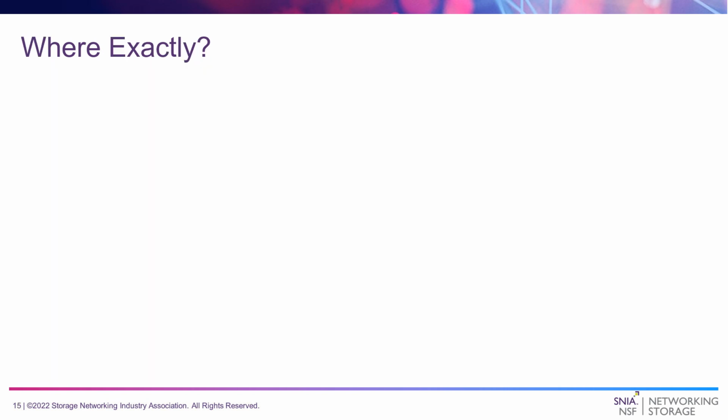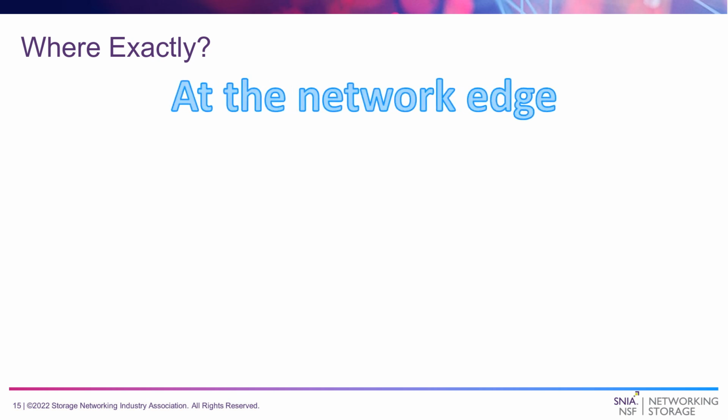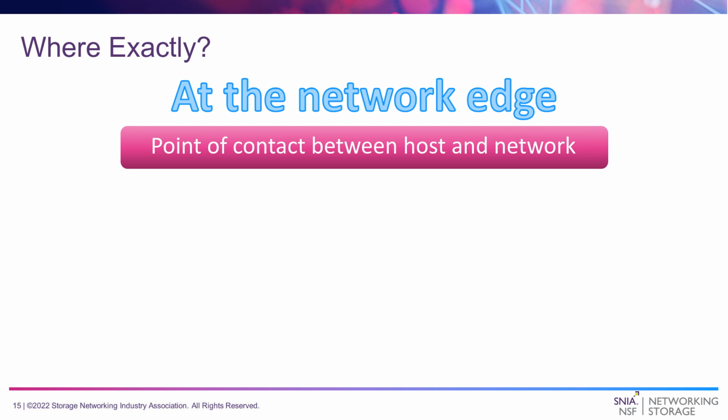Now, from the point of view of the actual topology of our end-to-end systems, where exactly do we want to deploy those xPUs? One place that seems really ideal for deploying xPUs is the network edge. And what do I mean by network edge? I mean the point of contact between the host and the network. This seems to be really the sweet spot for xPU deployments. Why is that?